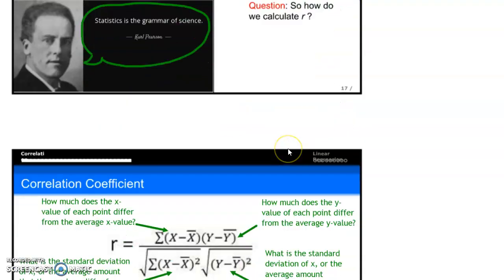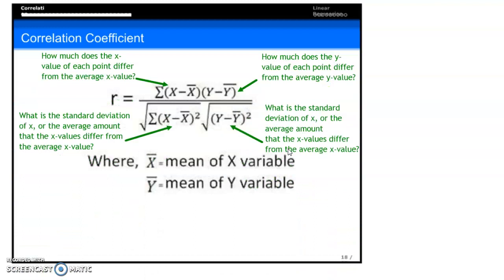So how do we calculate r? You don't have to do it. It's on the calculator. But if you were ever stuck on a desert island and wanted to find the correlation coefficient of some data, like how often the sea turtles come to your island, you would use this formula. This top part is the difference between each x value and the average x value, and the difference between each y value and the average y value. On the bottom, it gives the standard deviation of x. You can tell that it's a standard deviation because we're taking the deviations, squaring them, adding them together, and then square rooting them. So that's basically what standard deviation is.